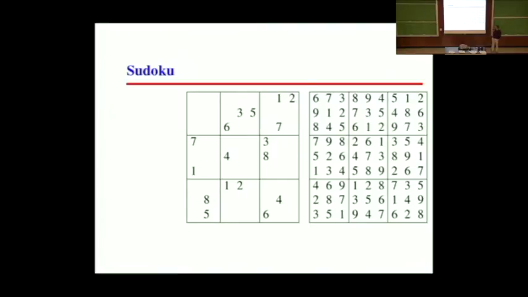So what is Sudoku? It is this puzzle where you've got a partially filled in set of numbers, and you have to fill them in such a way that every row has every number from 1 to 9, every column has every number from 1 to 9, and every one of these 9 squares has every number from 1 to 9. Okay? Any questions about that? And, you know, how do you do it?